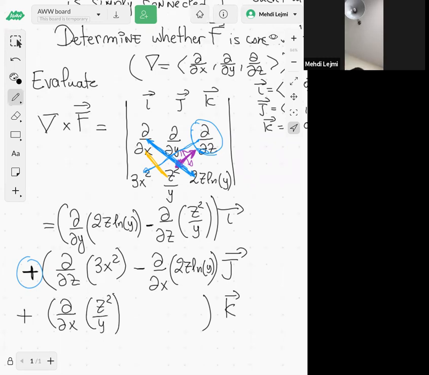Okay. Minus derivative with respect to y of the 3x squared. So minus derivative with respect to y of the 3x squared. Okay. So that's the curl of the vector field F. Okay. Now let's compute.